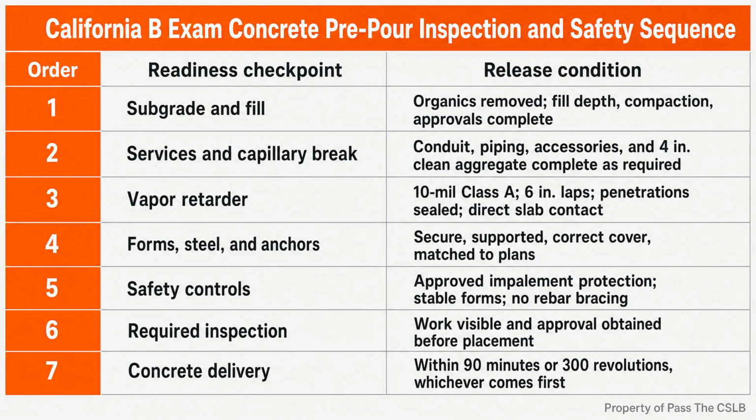My final pre-pour check is built around one sentence. If concrete will conceal it, verify it before concrete arrives. I look below the slab for uniform support. I look at the moisture system for the correct aggregate, material, laps, seals, and direct contact. I look at the steel for size, location, support, and cover. I look at the anchorage for embedment, spacing, end location, bolt count, and plate washers. I look at the work area for approved impalement protection and stable forms. I confirm the inspection status, then I manage the concrete delivery clock.